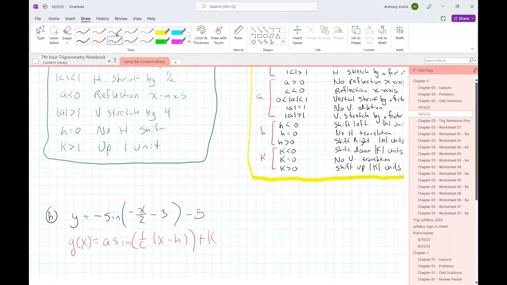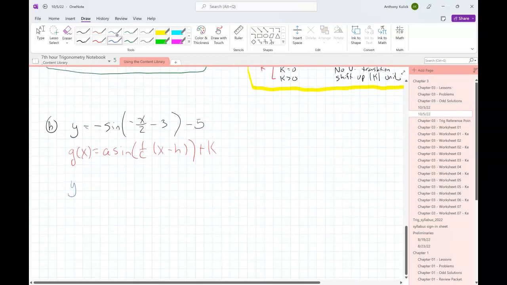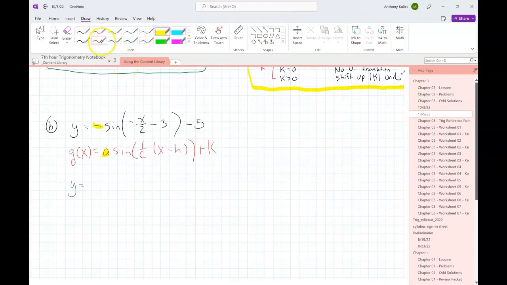So again, first step would be to write this in our general form. That's the general form. All right, let's start kind of cracking away at this. So we have y equals. Now I have a negative sign out front. How do I write that as a? Negative 1 times, yeah, that's right. Okay, now the tricky part, I have to take this and write it as 1 over c times x minus h.